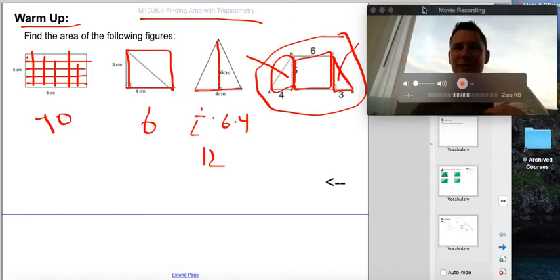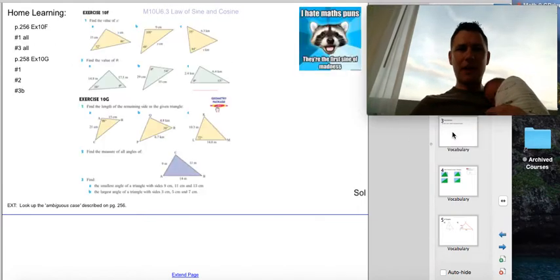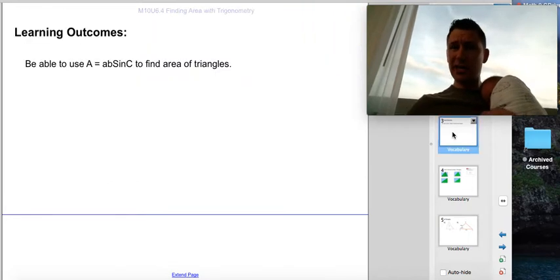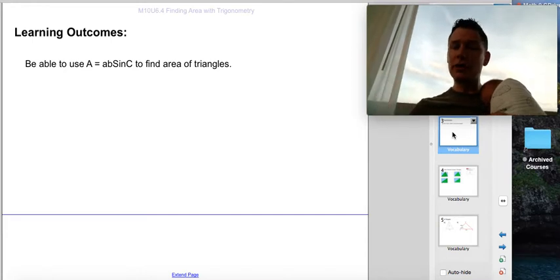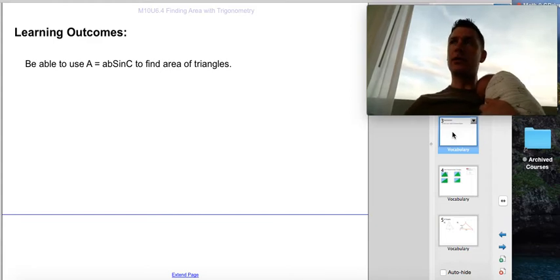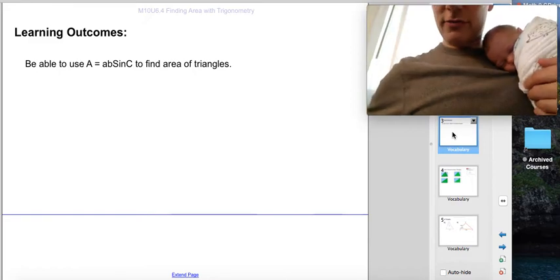So that's the idea from area. We'll check out some homework next time I'm here with you, which will be next week. Today I want you to be able to walk away being able to compute the area of triangles using AB sine C. It's sort of a trigonometric equation, yeah? And that's what Leonie wants of you too, right?